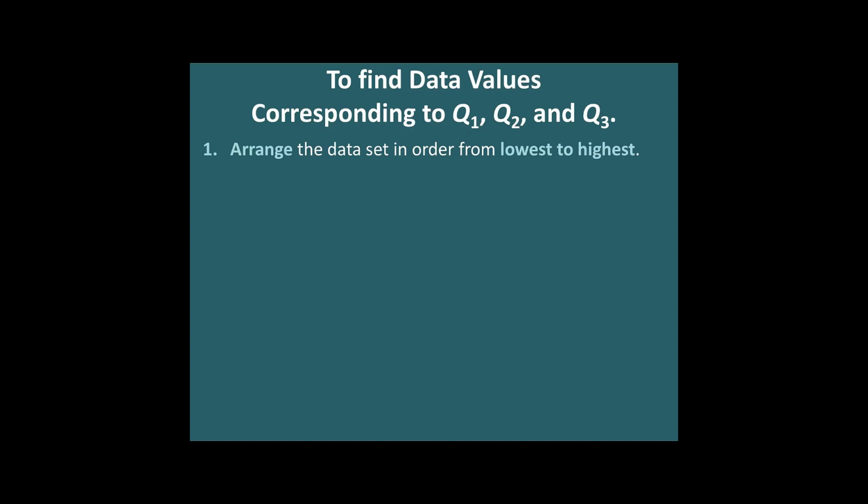To find data values that correspond to Q sub 1, Q sub 2, and Q sub 3, first, arrange the data set in order from lowest to highest. Then, find the median of the data values. This is also known as Q sub 2.